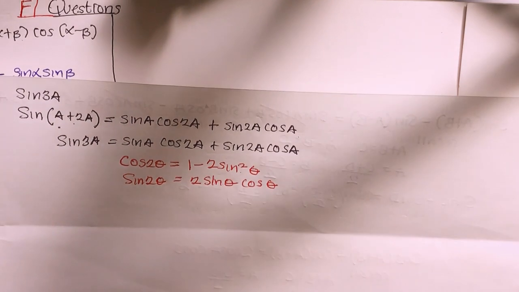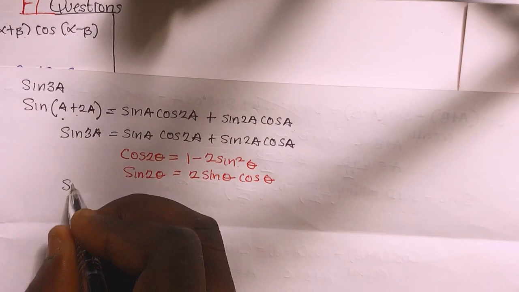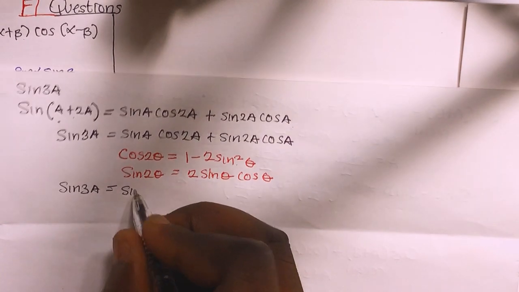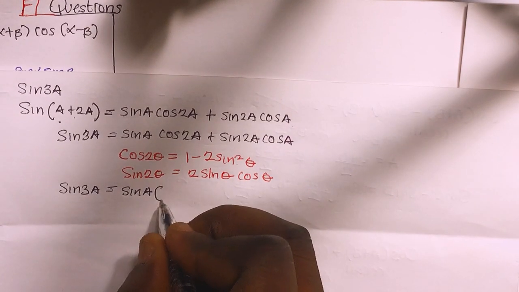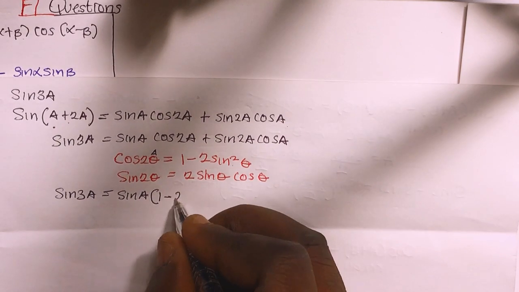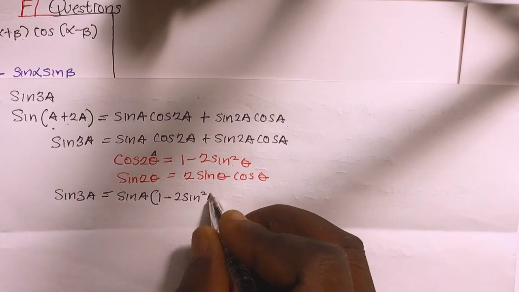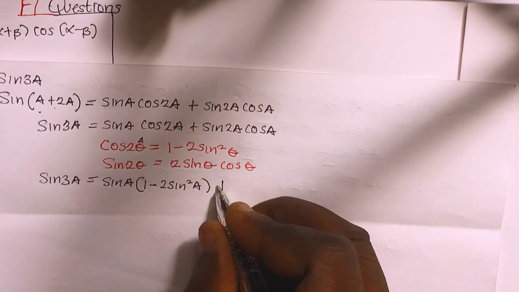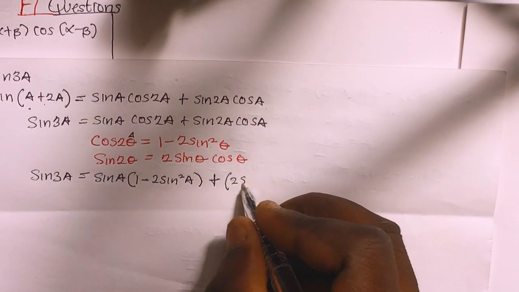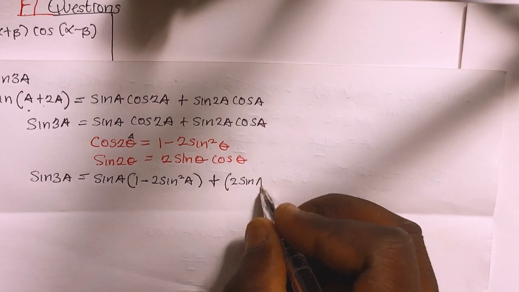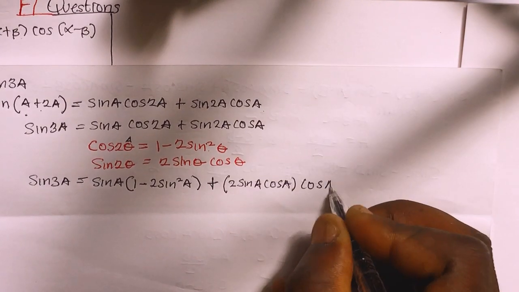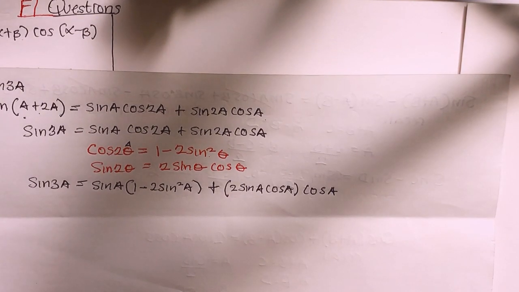Then I will apply it here. So I'll have sine 3a equal to sine a into brackets cos 2a, which is 1 minus 2 sine square a, close the bracket, plus sine 2a, which I will write as 2 sine a cos a, close the bracket, times cos a. Hope you are following me.